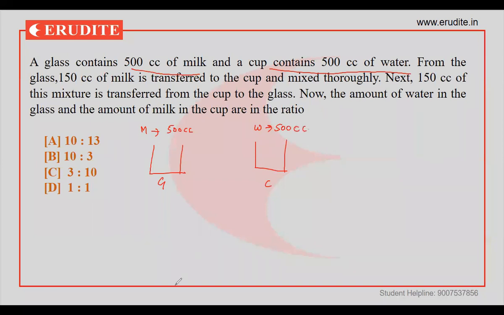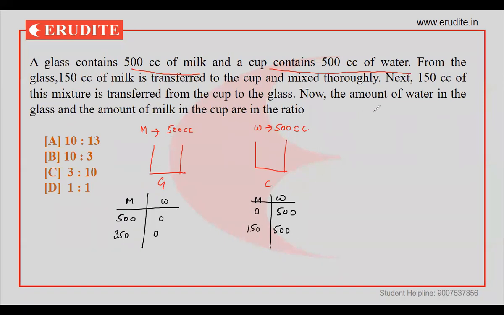Now what is happening, guys? 150 cc of the milk is transferred to the cup. Here I am writing milk and water initially. Initially, milk is 500 here, water is 0. Initially, milk is 0 here, 500 water. Now 150 cc of milk is transferred from the glass to the cup. So the remaining milk is 350 here, and the water remains 0. Here the milk is 150 and water is 500.